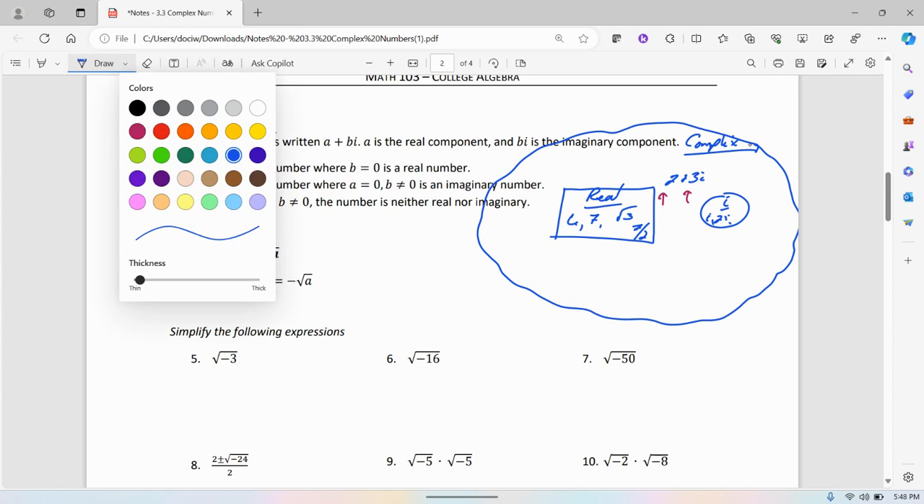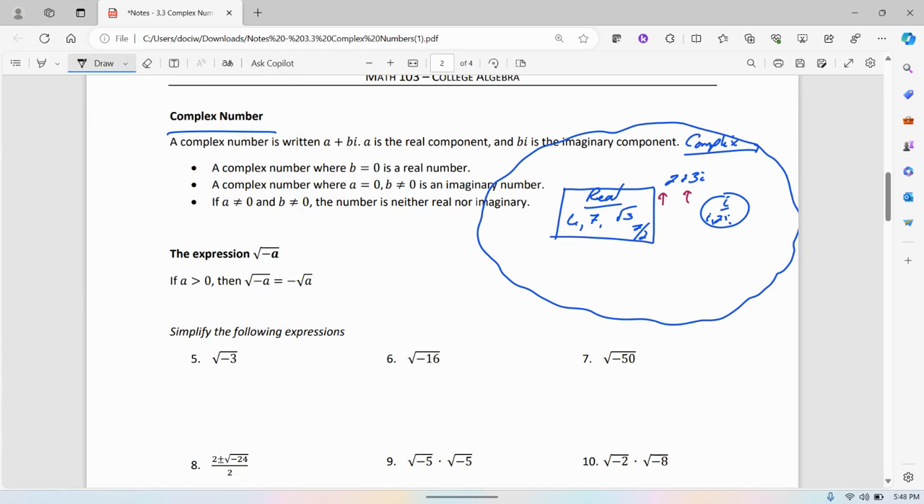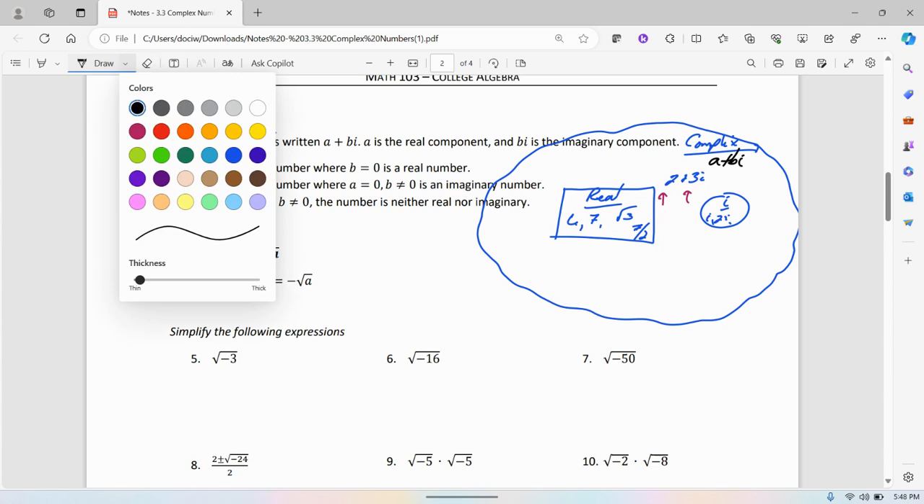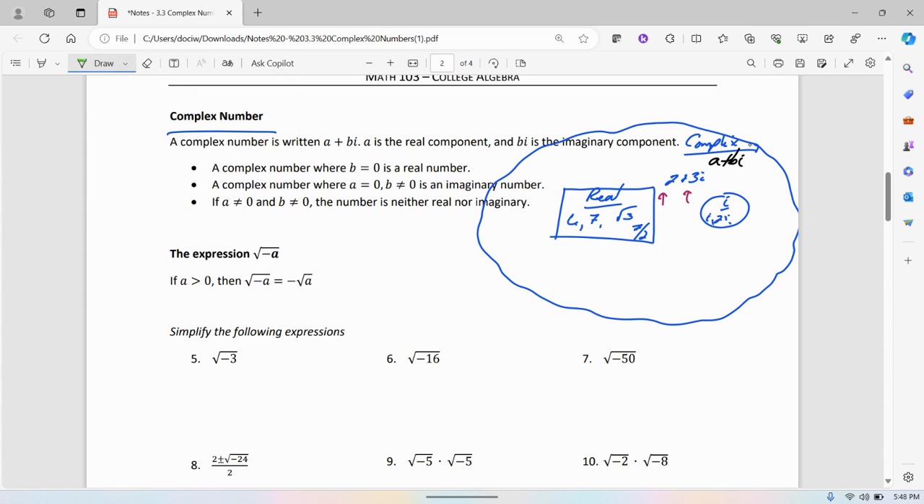Okay. I'm going to use several different colors here. A complex number is a number that can be written as a plus bi. What an imaginary number is, imaginary numbers are a plus bi, where a is 0 and b is not. 2i, 3i, 6i, those are imaginary numbers. So 2i is imaginary, i root 2 is imaginary, 6i, those numbers are all imaginary.